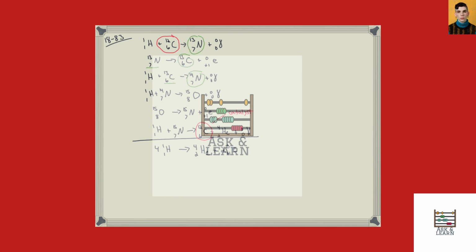For the intermediates, these are created and later consumed. So we have nitrogen-13 being created and then consumed in the subsequent step, carbon-13 being created and consumed in the subsequent step, nitrogen-14 being created and then consumed in the subsequent step, oxygen-15 being created and consumed in the subsequent step, and then nitrogen-15 being created and consumed in the subsequent step. So all of these are intermediates.